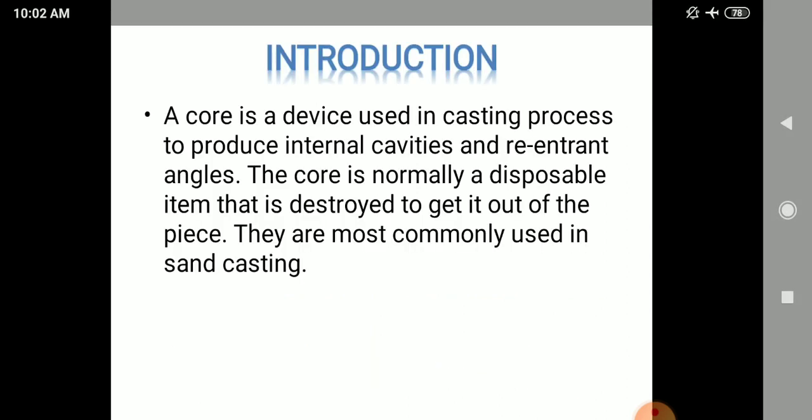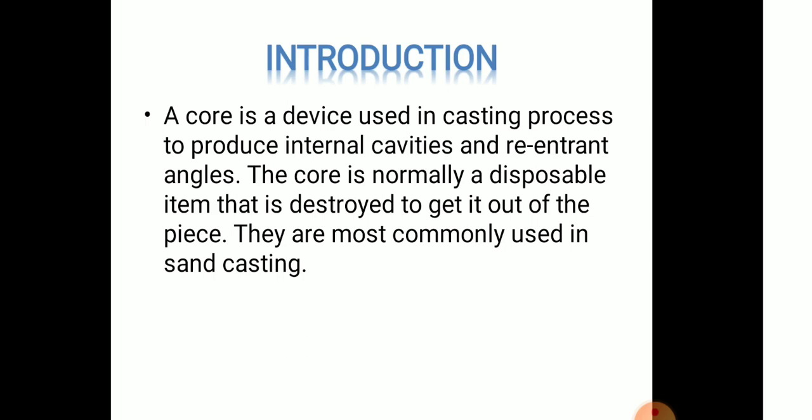Today, we are going to give a presentation on types of core. First, introduction. What is a core? Cores are defined as a body of sand which is used to form the hollow interior of the casting or a hole through the casting. These are prepared separately in a core box. Cores are held and located in the mold in the set form by the core print provided on the pattern.